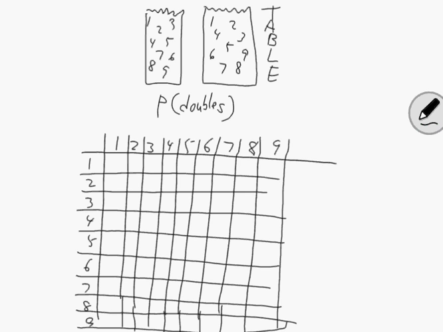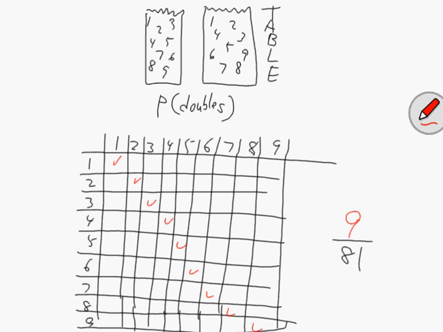So when I make my table, I can clearly see that there are 81 possible combinations. Now doubles, if I put a check mark in all of the ones that are doubles, this would be 1,1, 2,2, 3,3, 4,4, 5,5, 6,6, 7,7, 8,8, and 9,9. That is 9 chances out of 81.